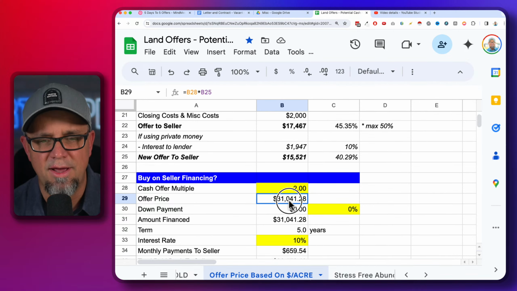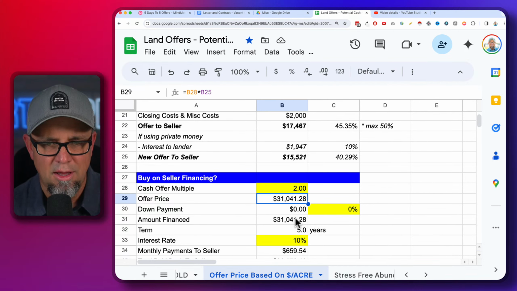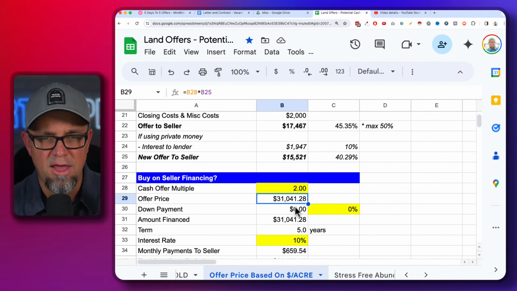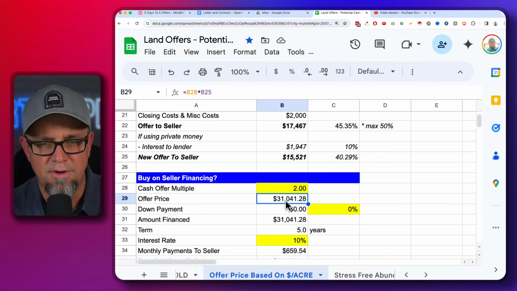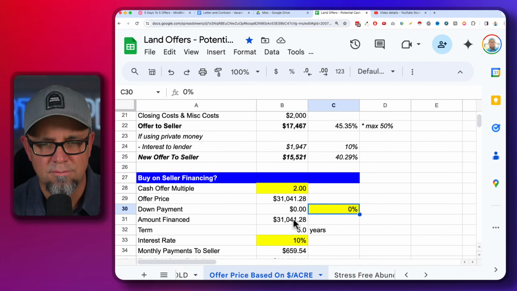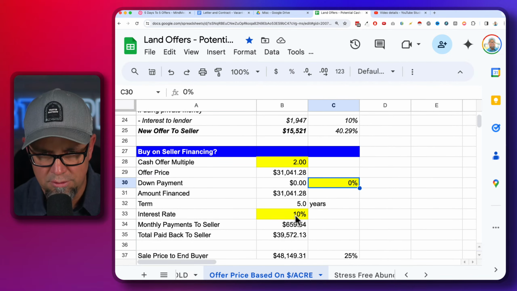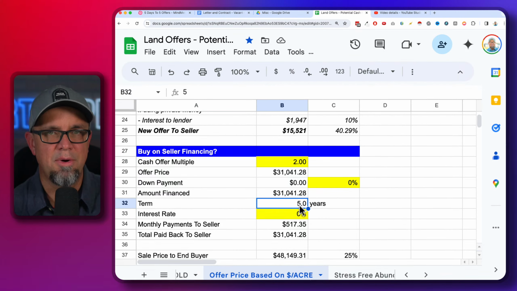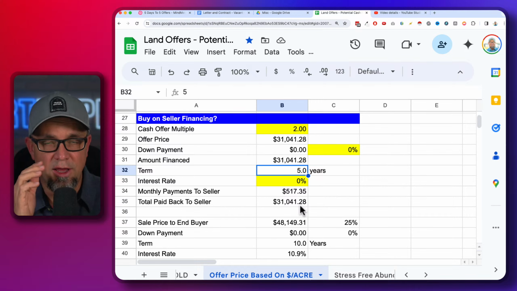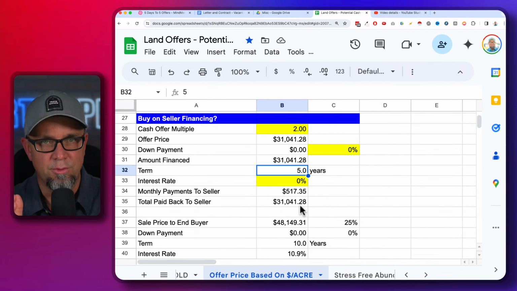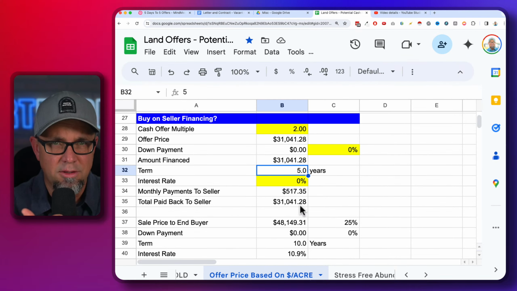If you would do owner financing, Mr. Seller, I will double the price. I'll pay you 15 grand in cash, or I'll pay you 31,000 if you do owner financing. 0 down. You could do 0 interest, 5 years. Now, the great thing about buying on seller financing, now I'm getting a little bit advanced here. I told you before, we're deal finders, not deal creators. Here we are kind of creating a deal a little bit.